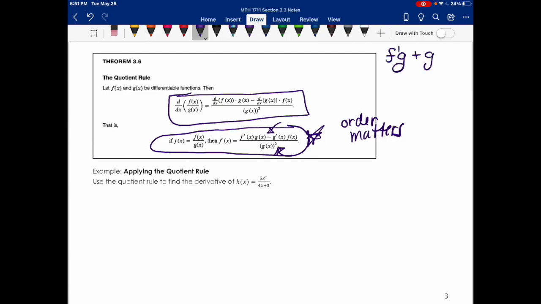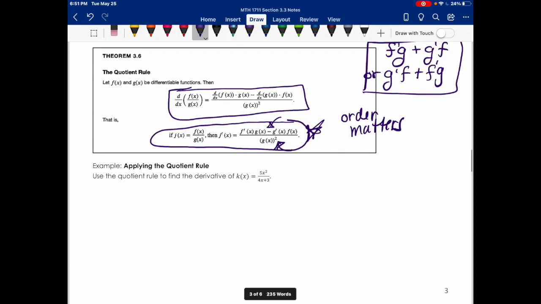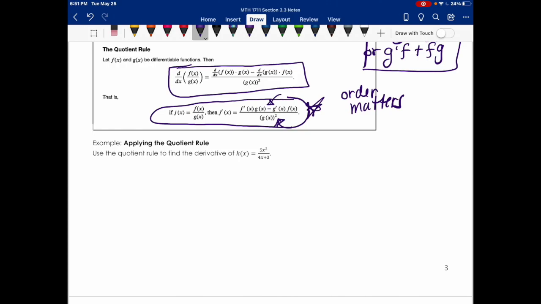Now here, the order really matters because we're dealing with division and subtraction. So in the product rule, it really didn't matter. For example, if I wrote it as f prime g plus g prime f, or if I wrote it as g prime f plus f prime g, because multiplication and addition is commutative, right? I can switch the order and it doesn't matter. 3 times 4 is the same as 4 times 3, and 3 plus 4 is the same as 4 plus 3. So the order didn't matter so much with the product rule, but with the quotient rule, you really have to pay attention and make sure you're doing it in the correct order.